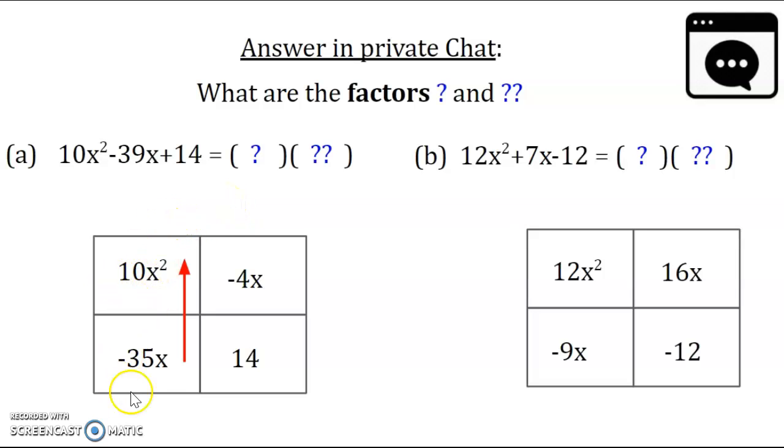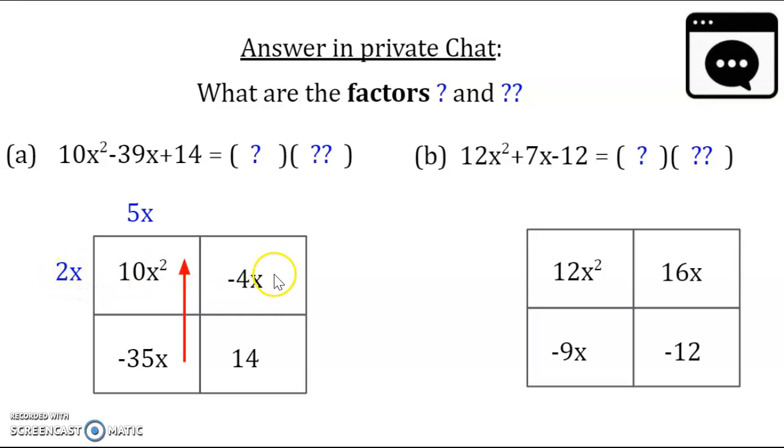10x squared and negative 35x. The factor has to be 5x, because for 10 and 35, the biggest number that is a factor of both is 5. And then x squared and x is going to be x, so 5x. Now that we have 5x at the top, 5x times what is 10x squared? It has to be 2x there.